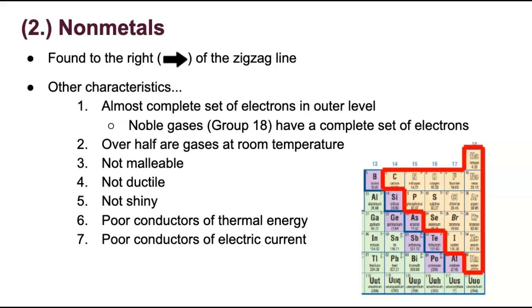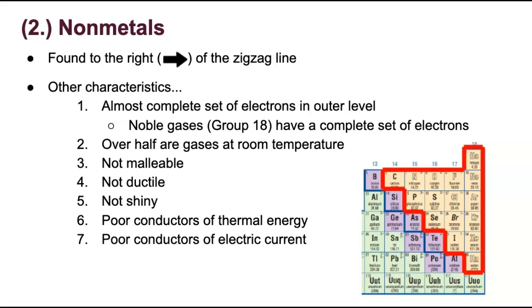Nonmetals are found to the right of that zigzag line on the periodic table. All nonmetals have a number of characteristics in common. For instance, over half of them are gases instead of solids at room temperature. These guys are not malleable. They're not able to be flattened with a hammer. They're not ductile. They're not going to be able to be stretched into wires. They're not going to be shiny or metallic anymore. These guys are dull and earthy looking. They're poor conductors of thermal energy, and they're poor conductors of electricity.